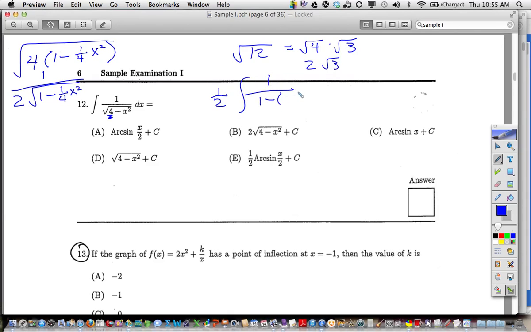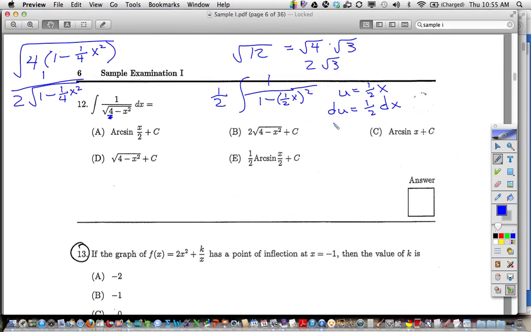Now you can just pull that 1/2 out in front, and you end up with 1 over the square root of 1 minus... Now, what is 1/4 x squared? Because for arc sine, we want it to be 1 minus u squared. So what would be inside there to make 1/4 x squared? That'd have to be a 1/2 x. 1/2 x squared would make 1/4 x squared. So if you were going to do a u substitution, you would want u to be 1/2 x, and the du would be 1/2 dx.